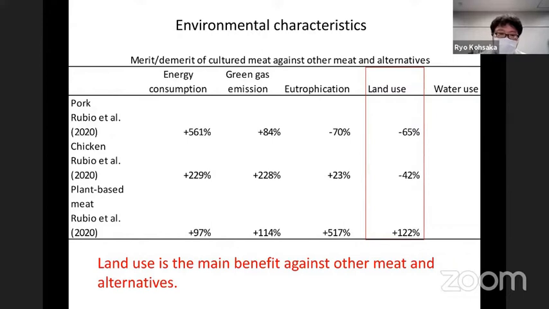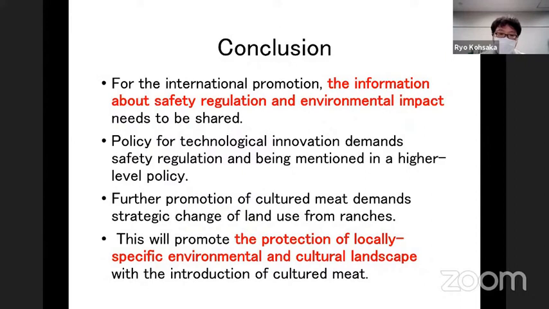At the same time, we can find other literature comparing with other types of products like pork, chicken, and plant-based meat. Cultured meat then loses some advantages, but it still has strength in land use compared with most products. So to think about cultured meat production, land use is the main benefit in the environmental impact. So let me finish this quick presentation now.